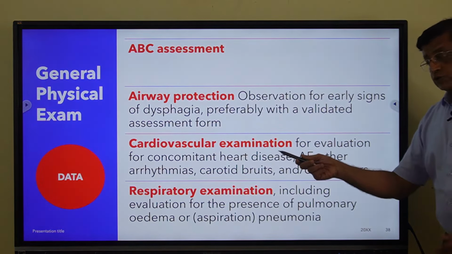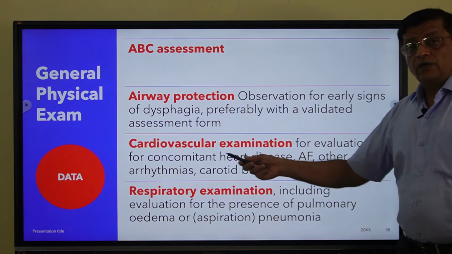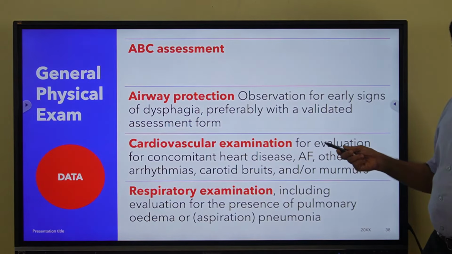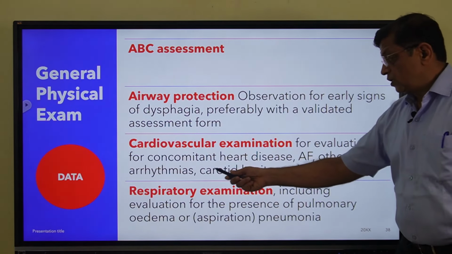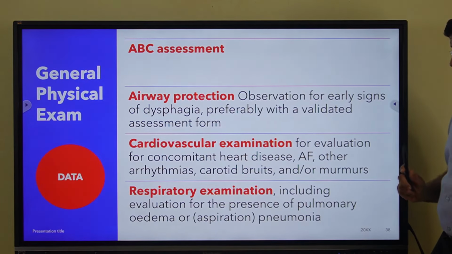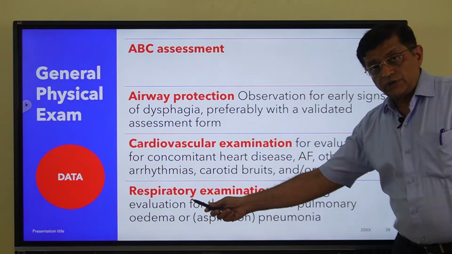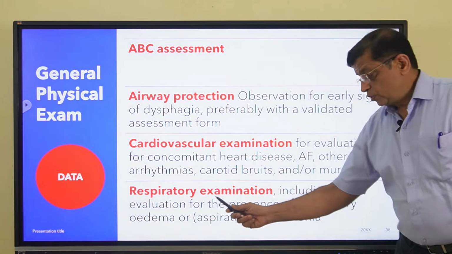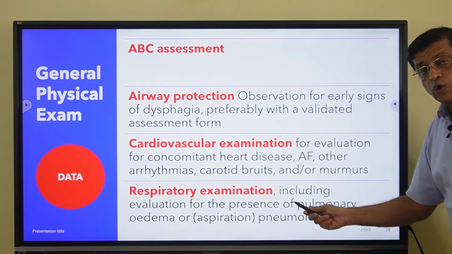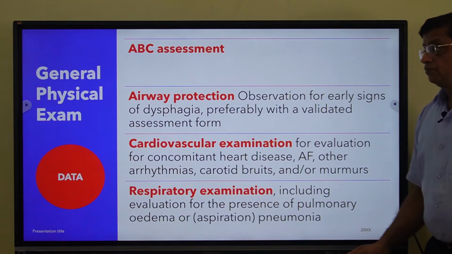Do a quick cardiovascular survey: look for irregular heart rate, AF, any structural heart disease, arrhythmias, any carotid bruit and or heart murmurs. Also do a quick respiratory examination: check the SpO2 and see whether the patient has pulmonary edema or aspiration pneumonia.